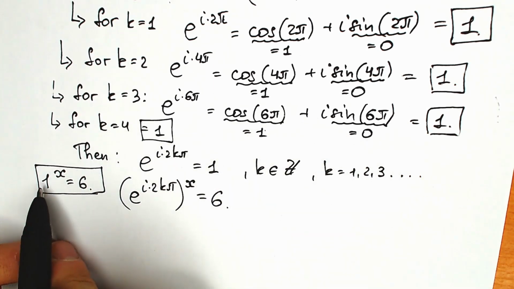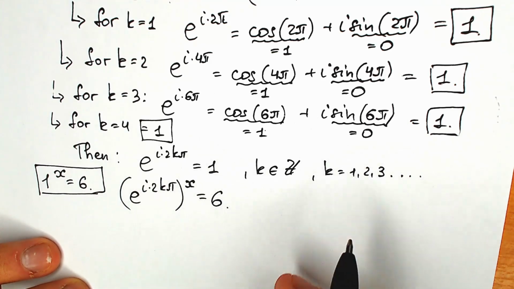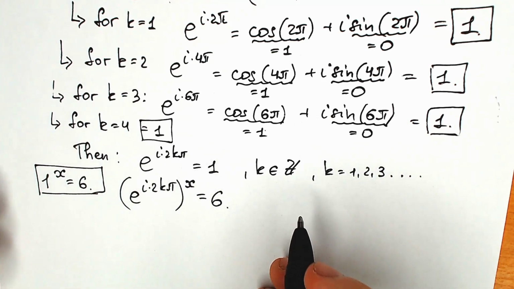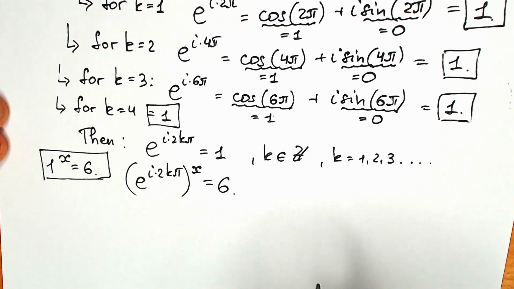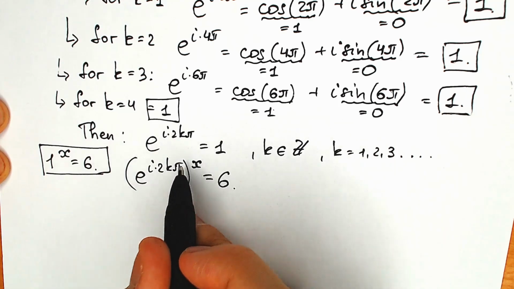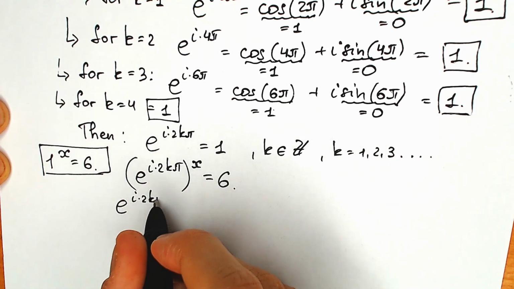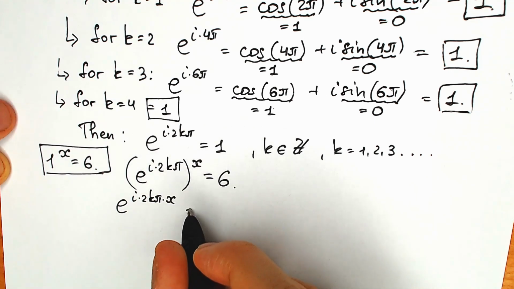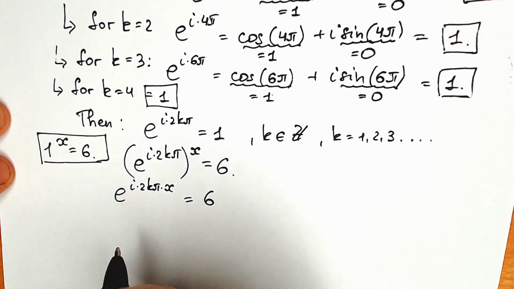So instead of this one from the beginning, I plug in this expression because this expression is equal to 1 when k is integer. Right now, let's simplify this expression a little bit. First of all, before applying a natural log on both sides, we can easily multiply our powers. So as a result, we have e to the power i times 2kπ times x equal to 6. And right now, let's apply natural log on both sides.